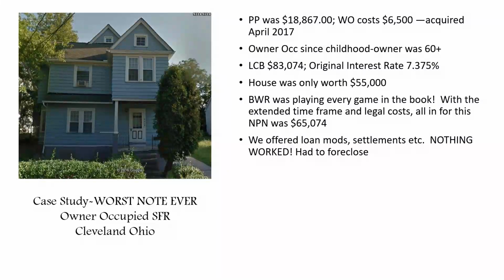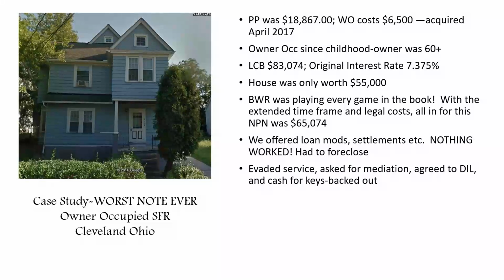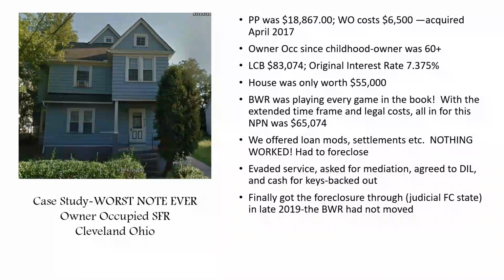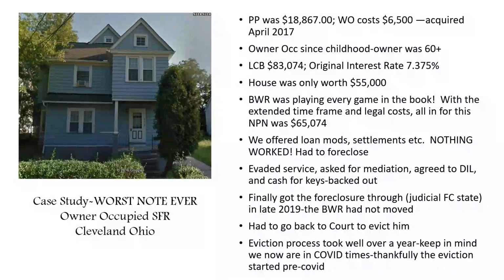We offered loan modifications, cash for keys, settlements. Nothing worked. We had to foreclose on this loan. He evaded service. Then when he was served, he asked for mediation. We had to go to court. Then he agreed to a deed in lieu of foreclosure and some cash for keys. And then we went through that whole process, got the legal papers done. Then he backed out. We finally got the foreclosure through in late 2019, and the borrower had not moved. We had to go back to court to evict him.